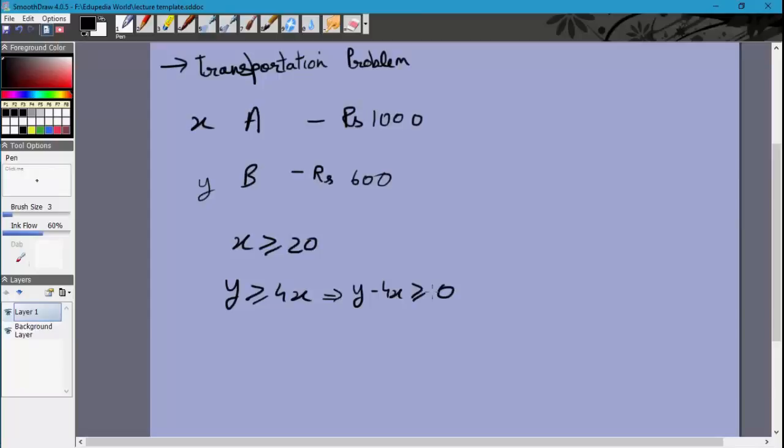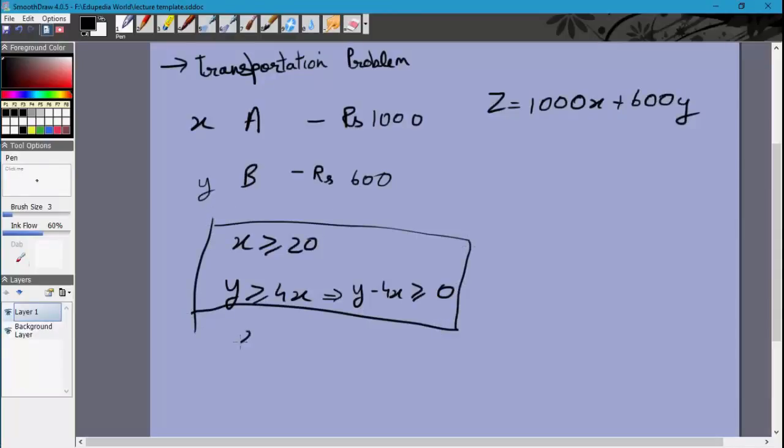Right. So what we need to do is basically maximize the total profit. That will be z is equal to 1000x plus 600y, and these are the two constraints that are given to us. Obviously x greater than or equal to 0, y greater than or equal to 0 is always understood. So we'll just draw the figure first.